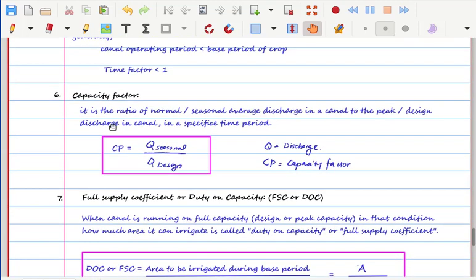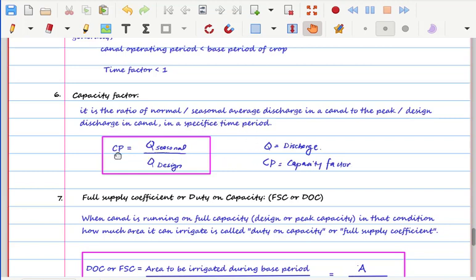The next term is capacity factor. What is capacity factor? It is the ratio of your normal or seasonal average discharge in a canal to the peak or design discharge in a canal. So it is the ratio of discharge, but which two discharges? Average seasonal discharge to the peak discharge or design discharge. Because we know that we usually design the canal on the basis of the peak discharge. So you can call it either peak discharge, or you can also call it design discharge in a canal in a specific period of time.